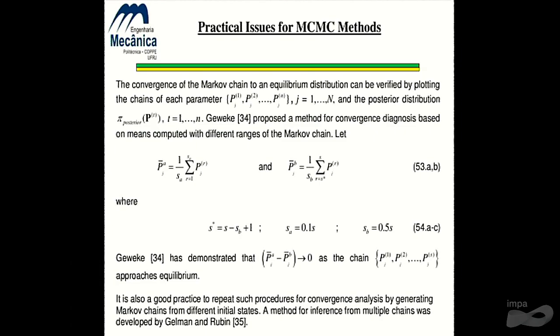And of course, it's good practice to repeat the chains for different initial states, so that at least you know this is an ergodic chain. There is also a method to generate multiple chains, from this reference here, and then you can make inference from these multiple chains. For example, you can start with different computers with different chains, and then at the end you get some converged chain from these multiple chains, to make the statistics out of it.